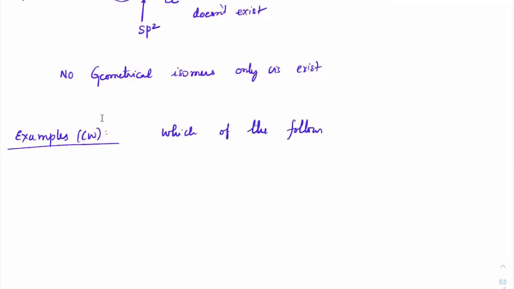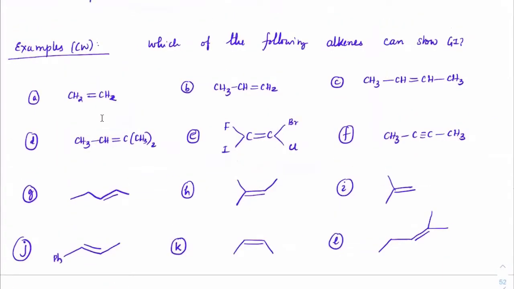Which of the following? First we'll start with alkenes. Can they show geometrical isomers? Will it show geometrical isomerism? No. Second one? No. Third one? Yes. Fourth one? No. Next one? Yes, four are different groups. This side also there are different groups. This side also there are different groups. No, that is only E and Z forms. These are not cis and trans forms.